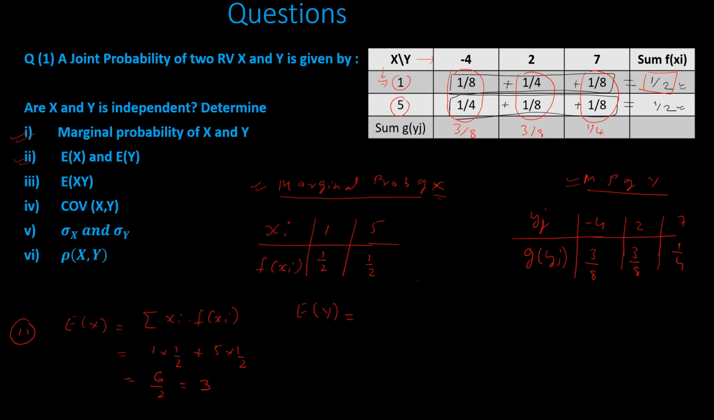Because now I'm talking about y, I have to look into the marginal probability of y. So I have to take the sum of yj into g of yj.